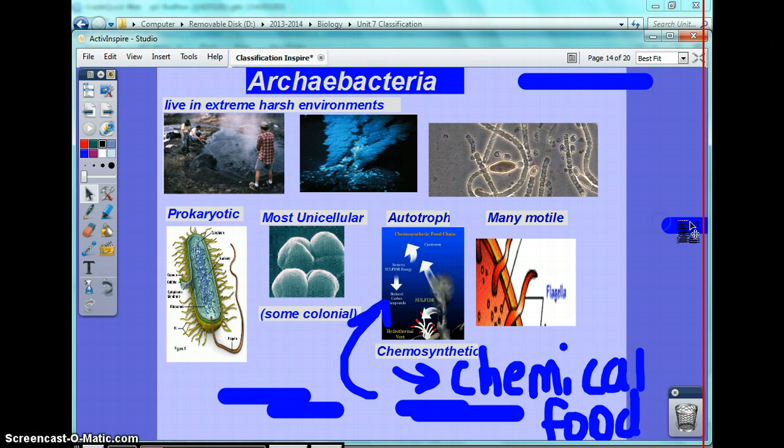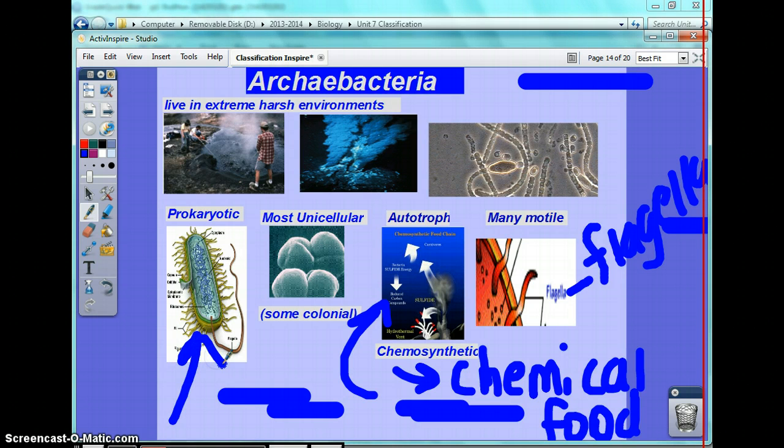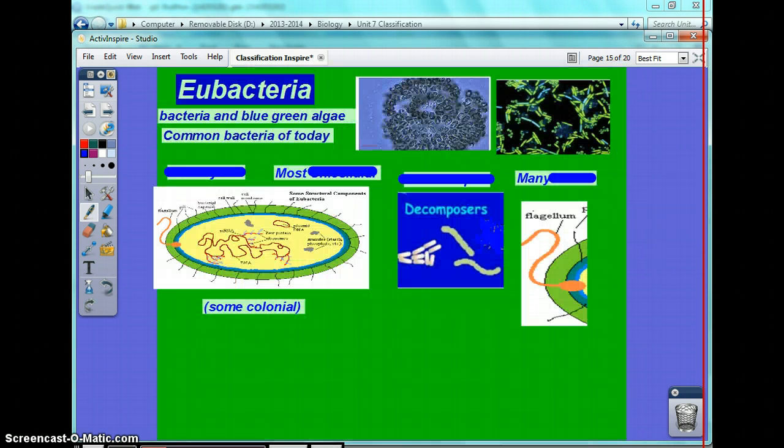Yes. Most have the ability to move. They have structures called flagella, and I know you can't read that word, so go ahead and write it down. Which we learn when we learn the parts of the cell. Or what other thing can be used for movement? Cilia, good. And you see it right there in this organism. Our next kingdom is Eubacteria.